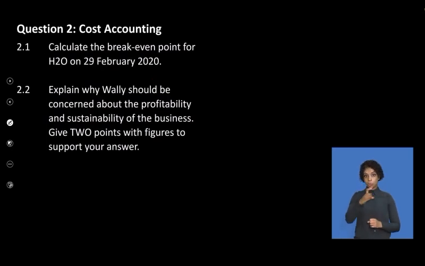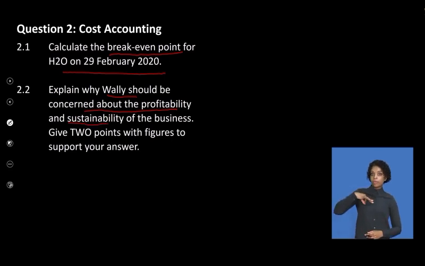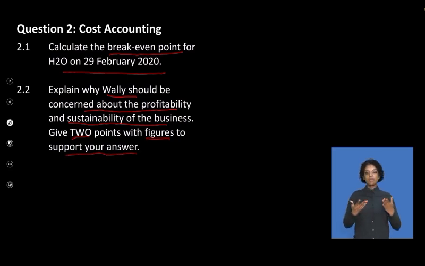It says here, calculate the break-even point for the company H2O on the 29th of February 2020. It also tells you to explain why Wally should be concerned about the profitability and sustainability of the business. Give 2 points with figures to support your answer.